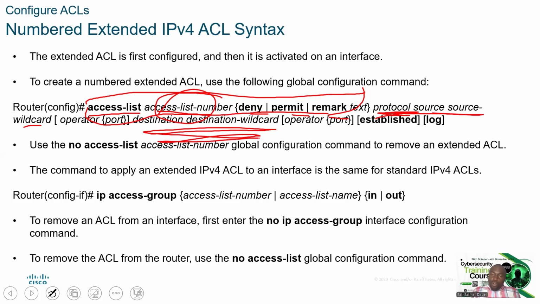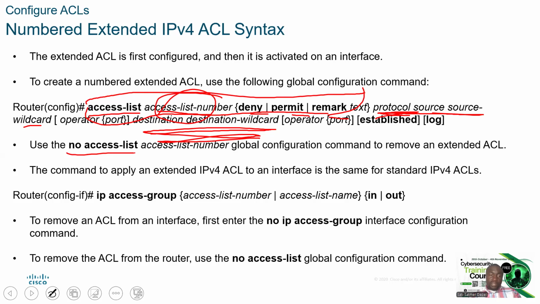Now, the protocol source is trying to say if you're using HTTP, HTTP is port 80. Now you are dealing at layer 4. HTTP is port 80. FTP is 21. DNS is 53. SMTP is 25. POP is 110. All of these services have their port numbers. So you need to know which port number you are denying or permitting. If you want to remove it, just use no access-list and it is removed.